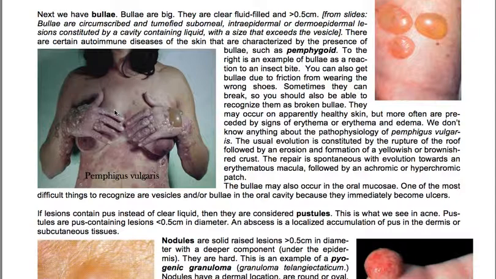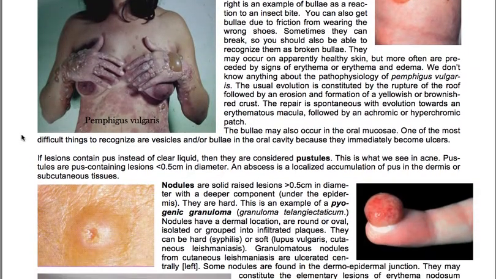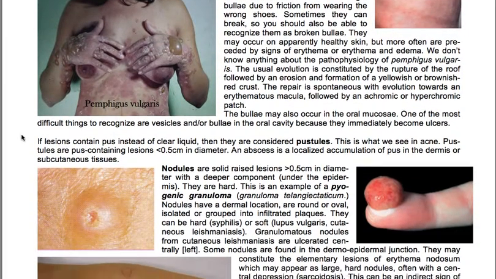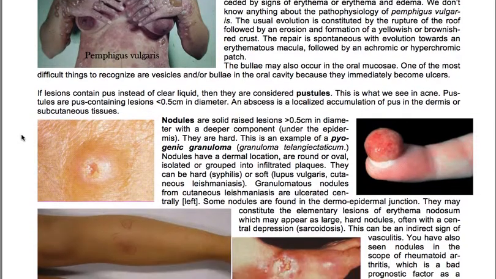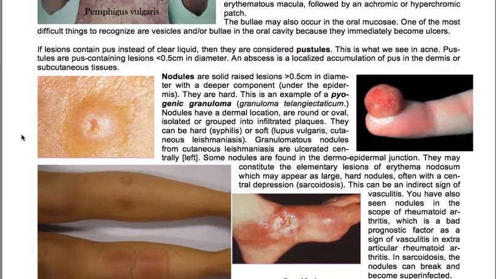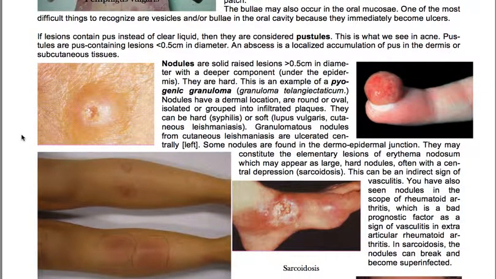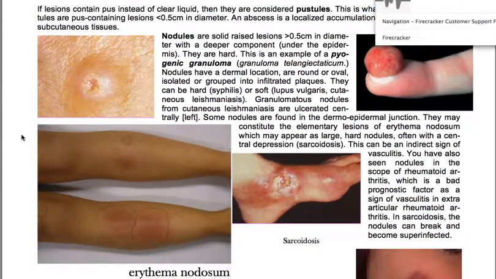We don't know anything about the pathophysiology of pemphigus vulgaris. The usual evolution is constituted by the rupture of the roof, followed by an erosion and formation of a yellowish or brownish red crust. The repair is spontaneous with evolution towards an erythematous macula, followed by an achromic or hyperchromic patch. The bullae may also occur in the oral mucosa. One of the most difficult things to recognize are vesicles or bullae in the oral cavity because they immediately become ulcers.